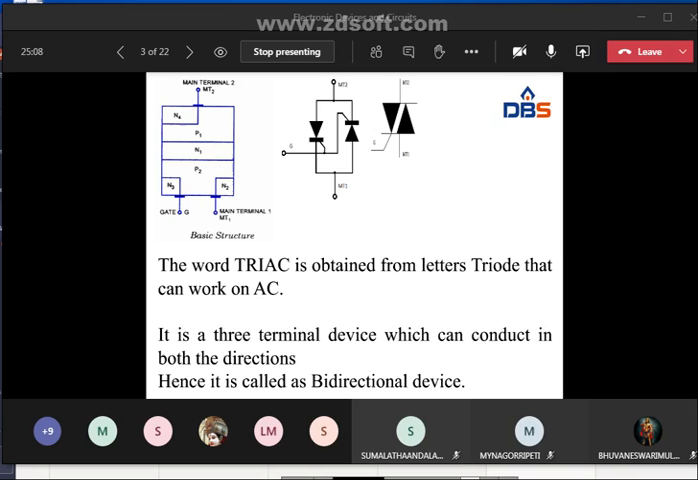So when it comes to drawbacks, triacs are not much reliable compared to SCR. So lower ratings are available compared to SCR.